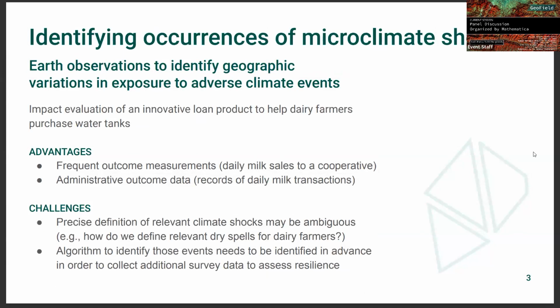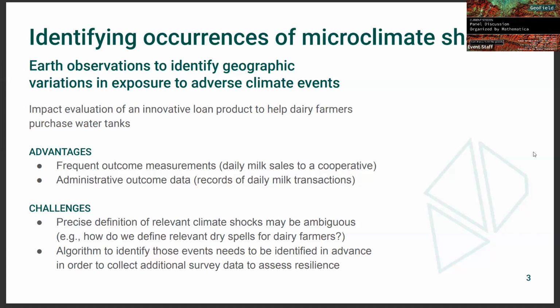So let me just move on to the second example. This is more directly relevant to climate resilience outcome measurement. This is an impact evaluation of a financial product that increases access to water tanks among dairy farmers in Kenya, where farmers typically struggle to get enough water for their livestock during the dry season.